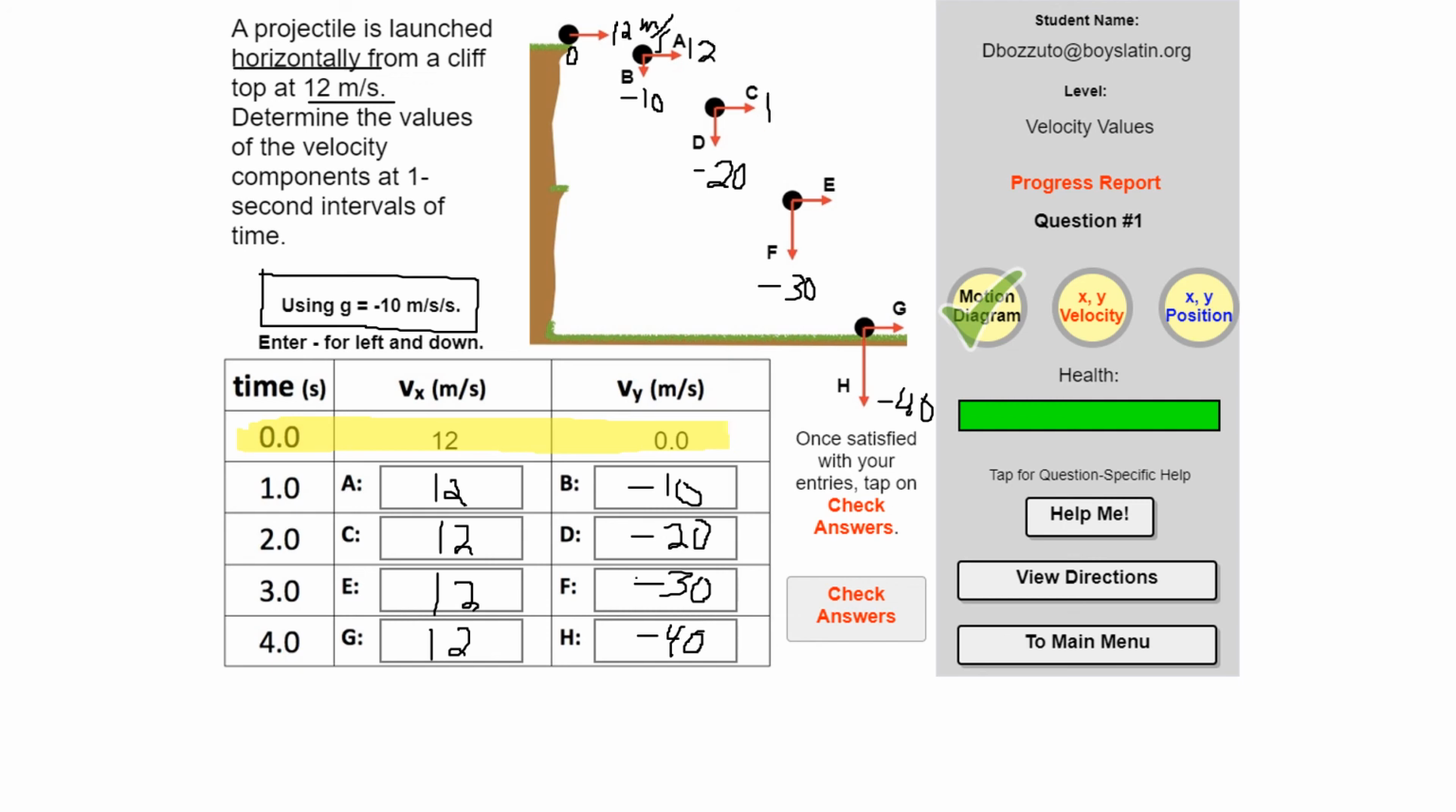Okay, I'm going to erase those negatives. But fundamentally, we know how to label this diagram. That's what it's asking you to do. You got this.